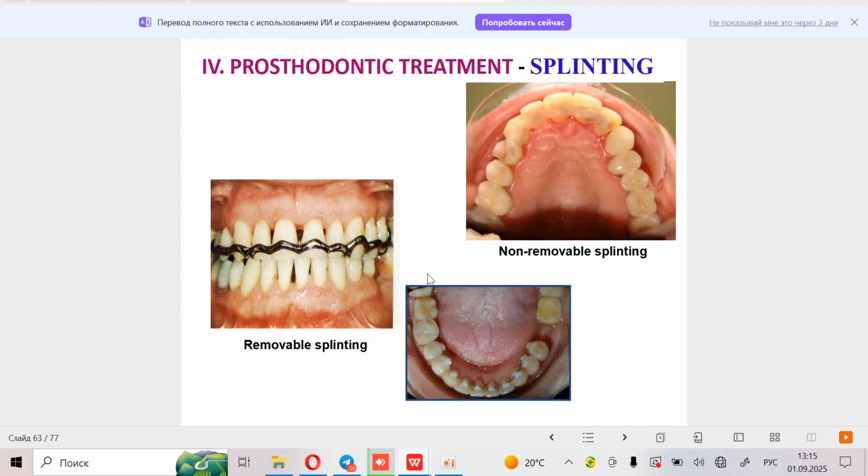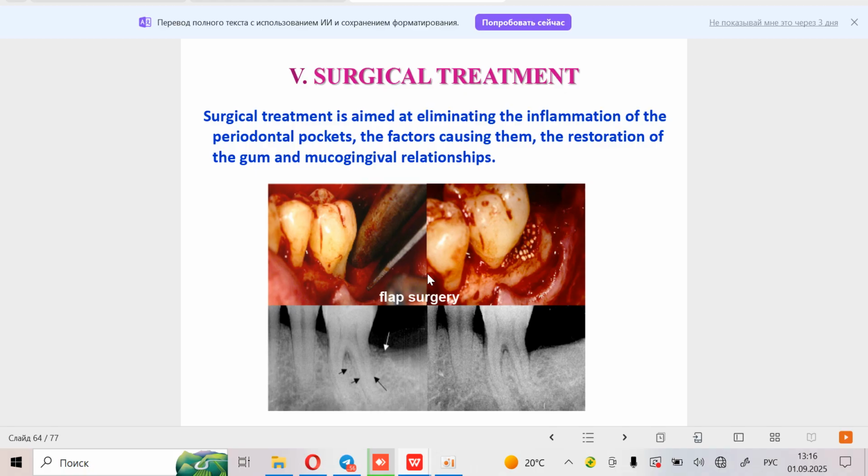If the patient has defects in teeth and dentition, the dentist does prosthodontic treatment and splinting of the teeth. After orthodontic treatment, we use splinting of the teeth, and of course this is non-removable splinting, and you can see removable splinting too. Removable or non-removable splinting.